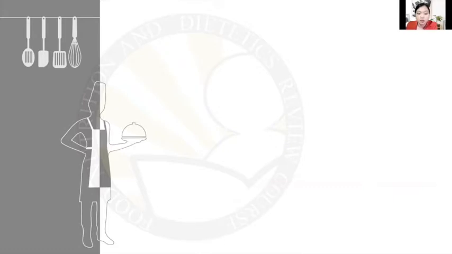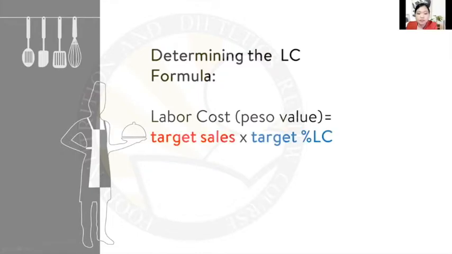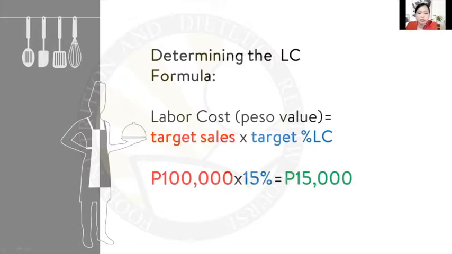And how do we determine the labor cost in peso value for our target? That will be target sales times our target labor cost in percentage. So for example, if your target sales is 100,000 pesos and target labor cost is 15%, you have 15,000 pesos labor to allot in your schedule.